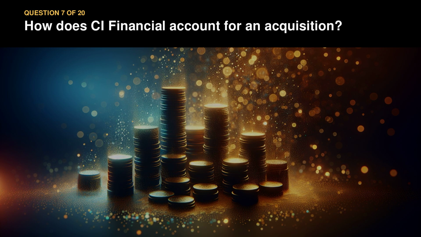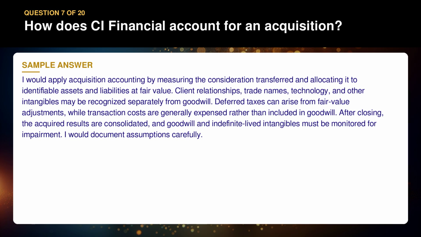Question 7. How does C Financial account for an acquisition? I would apply acquisition accounting by measuring the consideration transferred and allocating it to identifiable assets and liabilities at fair value. Client relationships, trade names, technology, and other intangibles may be recognized separately from goodwill. Deferred taxes can arise from fair value adjustments, while transaction costs are generally expensed rather than included in goodwill.